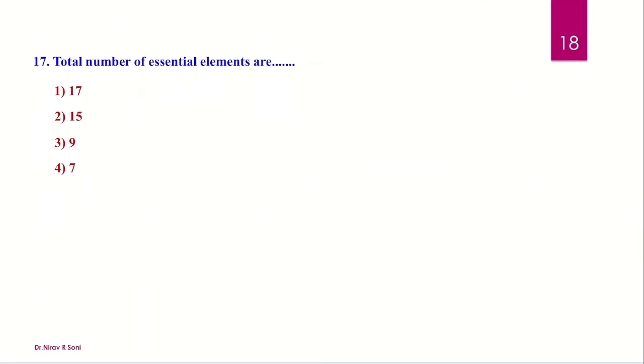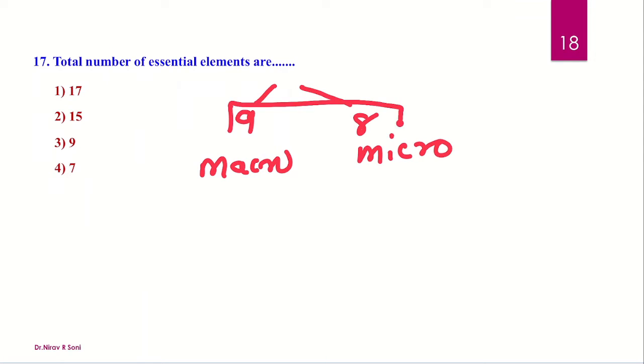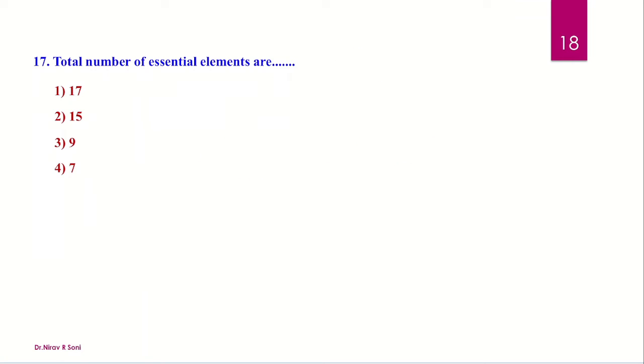The total number of essential elements is 17 elements: 9 are macro elements and 8 are micro elements. These 17 elements are essential for the plant for growth, development and reproduction.